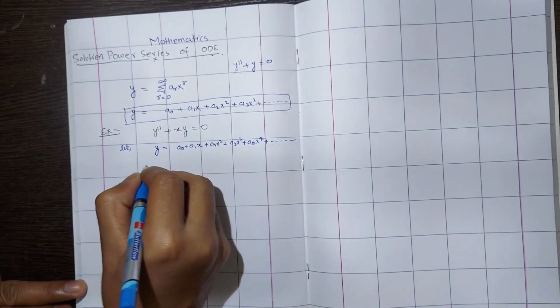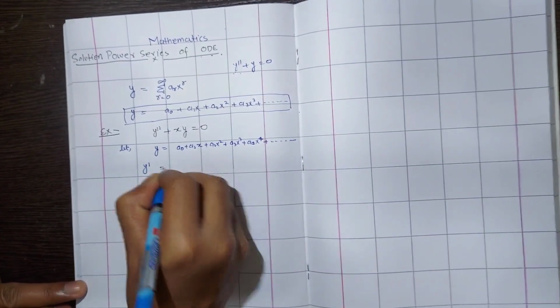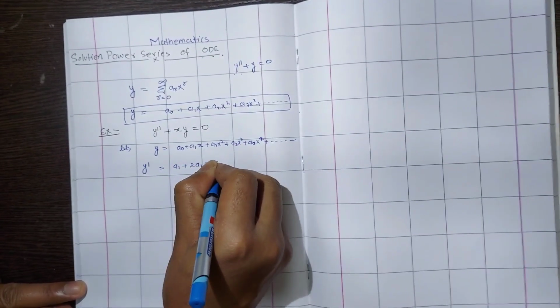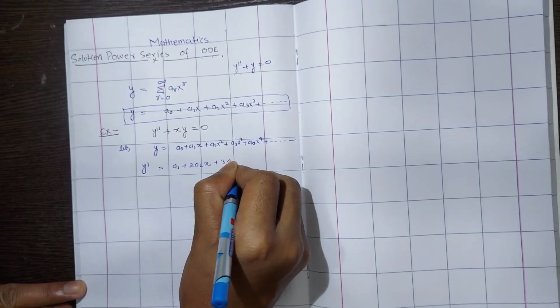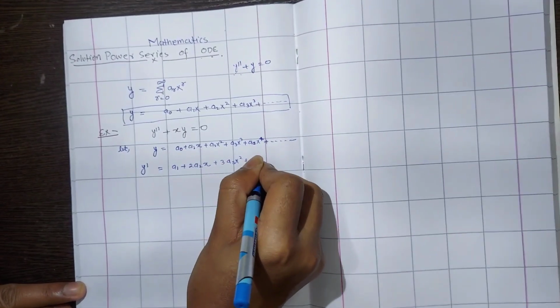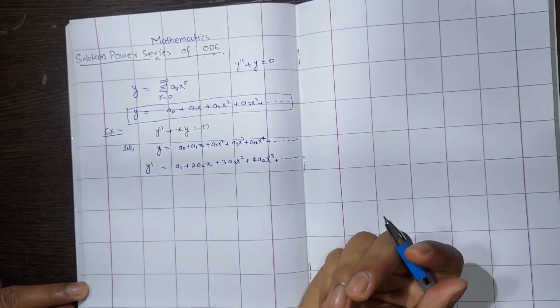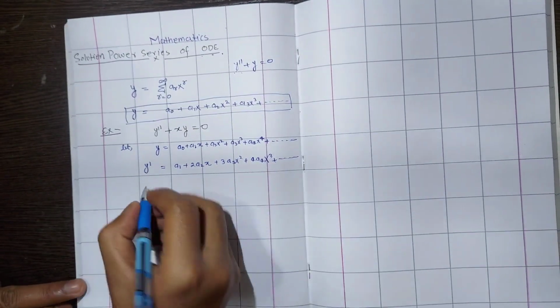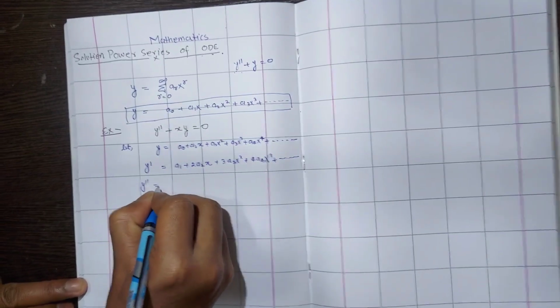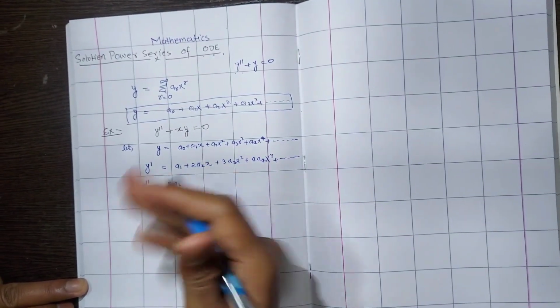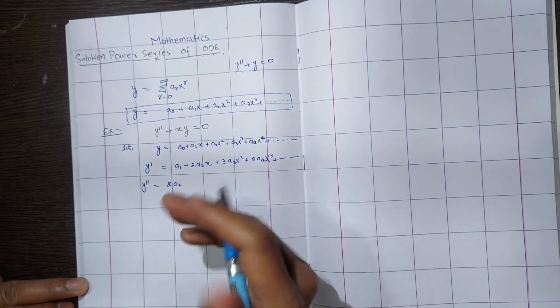Now by differentiating it one time, we get a1 plus 2 times a2x plus 3 times a3x square plus 4 times a4x to the power 3 and so on. Once again let's differentiate it. Now y double dash will be 2 times a2, and the a1 term will be 0 because it's a constant and differentiation of a constant is always 0.